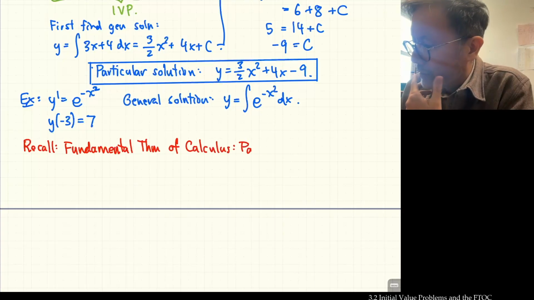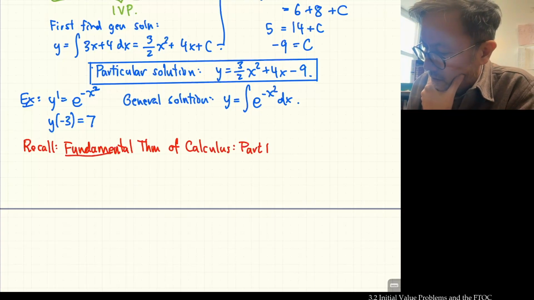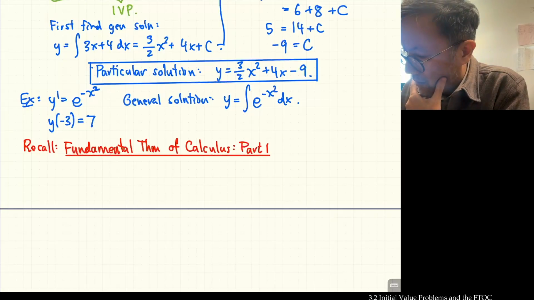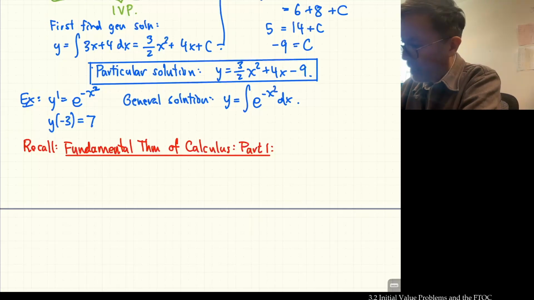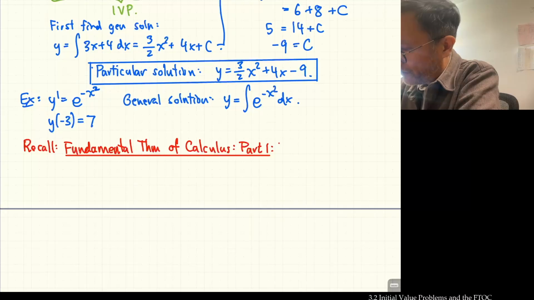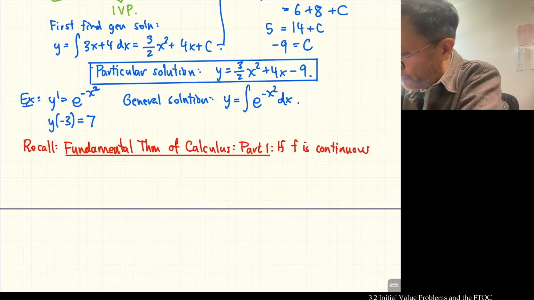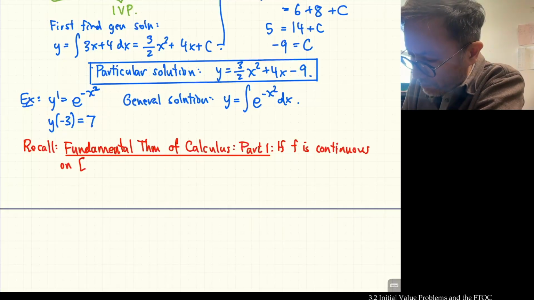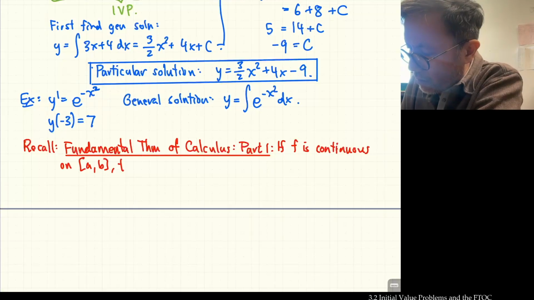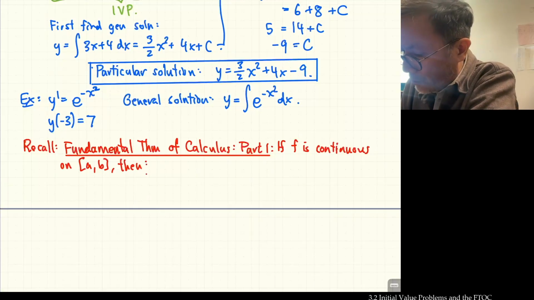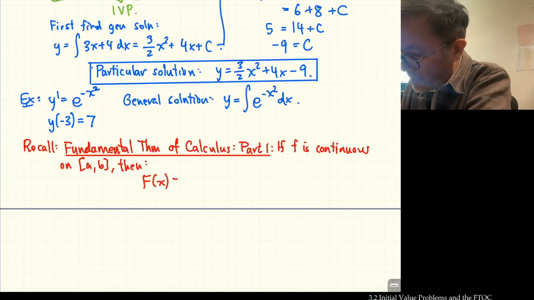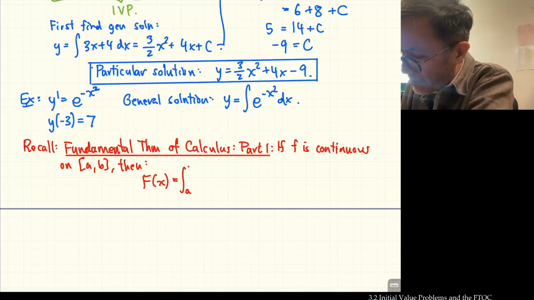This is sometimes called part 1. And it says the following. Let me see if I can remember. So if f is merely continuous on the interval from a to b, then we can construct a new function, which we might call big F of x, okay? And this is going to be equal to the integral from a to x of f of t dt.